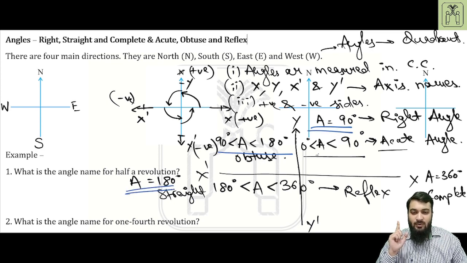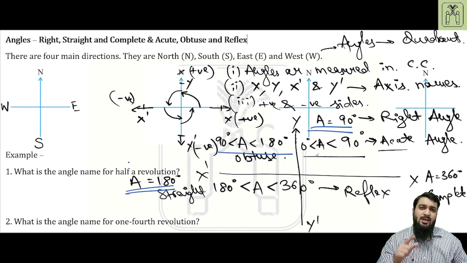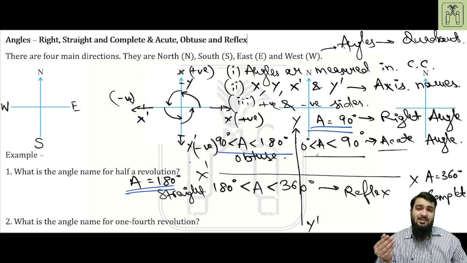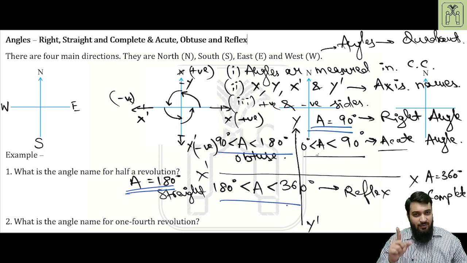If it is equal to 180 degrees, it will be a straight angle. And if it is greater than 180, either 180.1, 180.2, 185, 190, 195, 200, 250, or 350, 355, 360, not 360, 359.9, then it will be in the bracket of reflex angle. If it is 360, then it will be a complete angle.